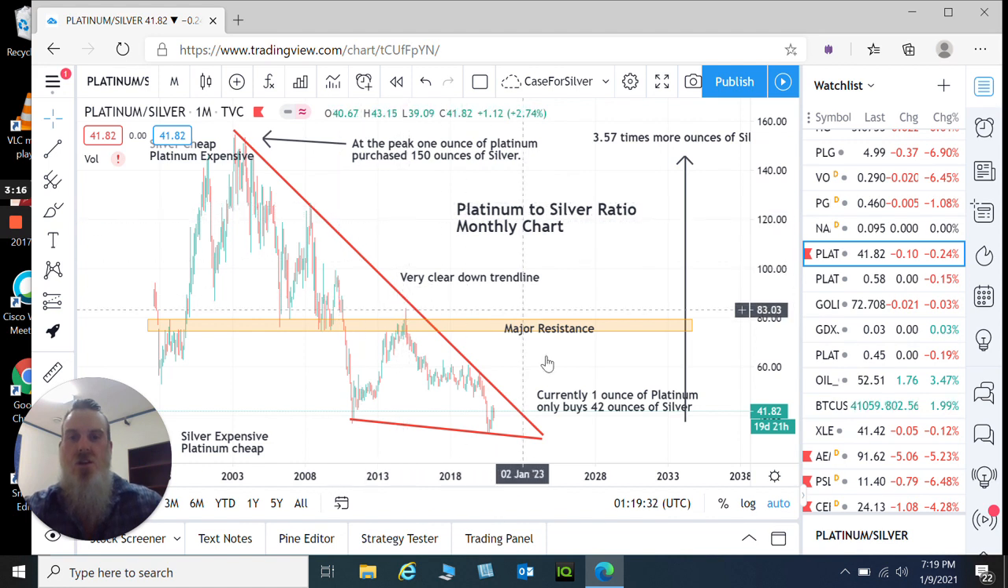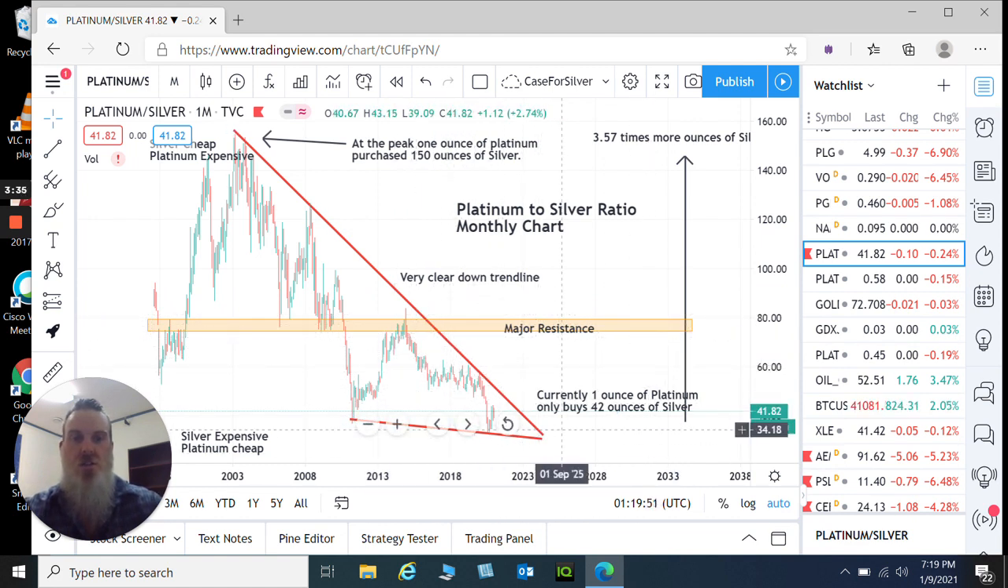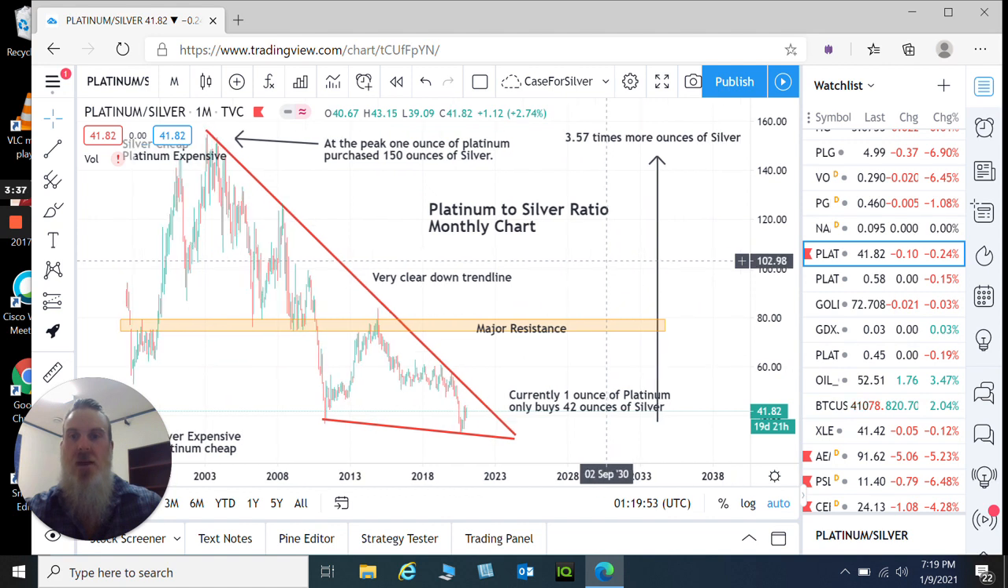If you're looking at this chart, what should we buy? Well, let's buy some platinum. Platinum is one of the hard assets right now that are the cheapest in the metals, in my opinion, when I look at the charts and the ratios. If we play this ratio right, let's say it bounces back and we test these all-time highs one day, it could take years. We're looking at 3.57 times more ounces of silver if you trade it in here.